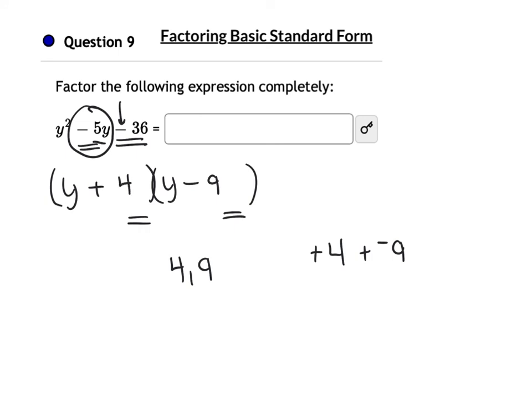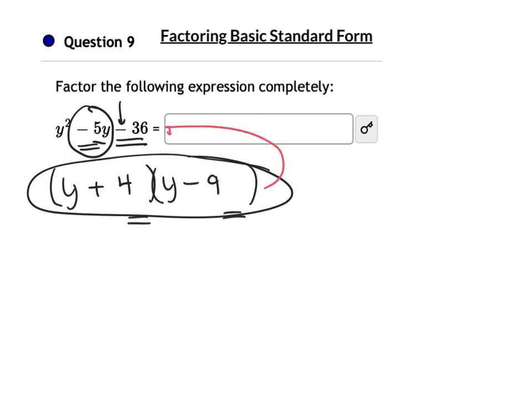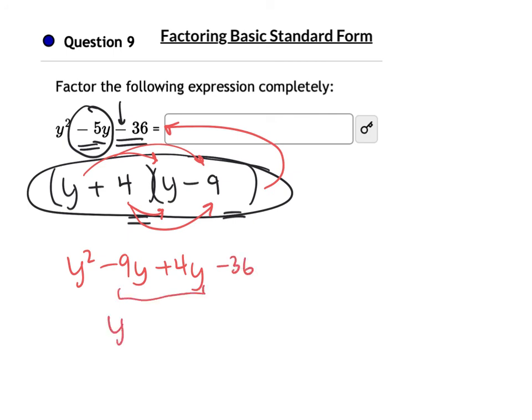Just a reminder, you can always check each answer very easily. FOIL it out. If this doesn't FOIL to what you started with, something went wrong. Notice that if you take the y to both, y times y is y squared. Y times negative 9 is negative 9y. Positive 4 times y is positive 4y. And positive 4 times negative 9 is negative 36. Simplify the middle and you get y squared minus 5y minus 36. We know we did it correct, and this is our answer.